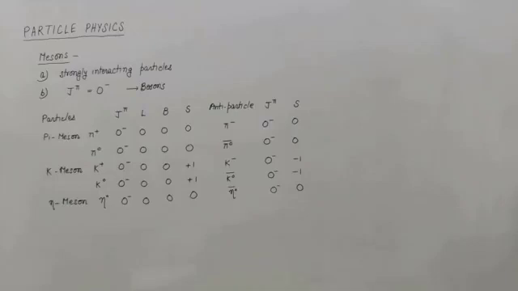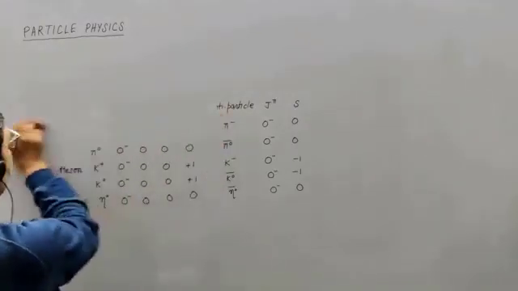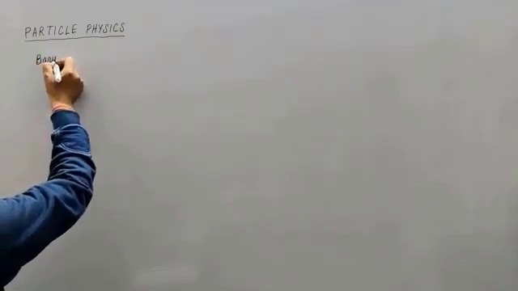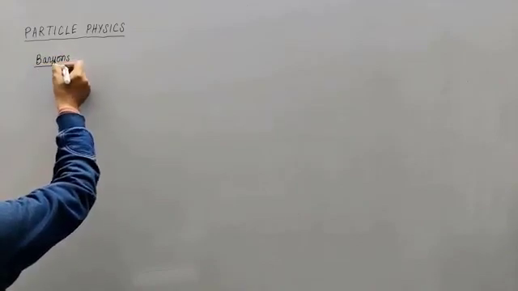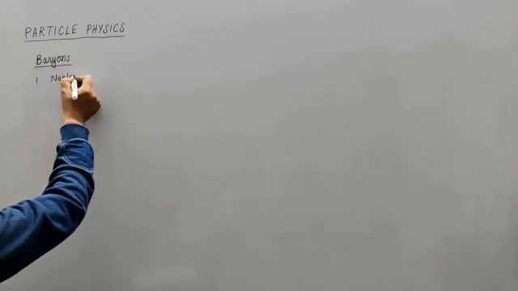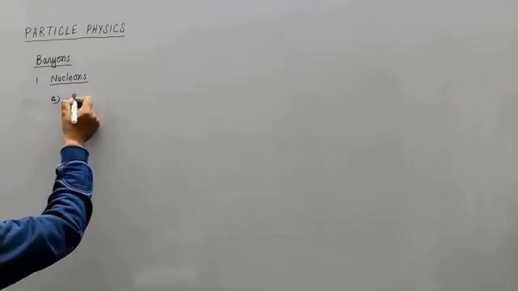Now come to the next type of particles, which are baryons. Baryons are themselves classified into two types of particles. First is nucleons. Nucleons are the particles which can be present inside a nucleus. There are two types of nucleons, as you are aware. First is the proton.